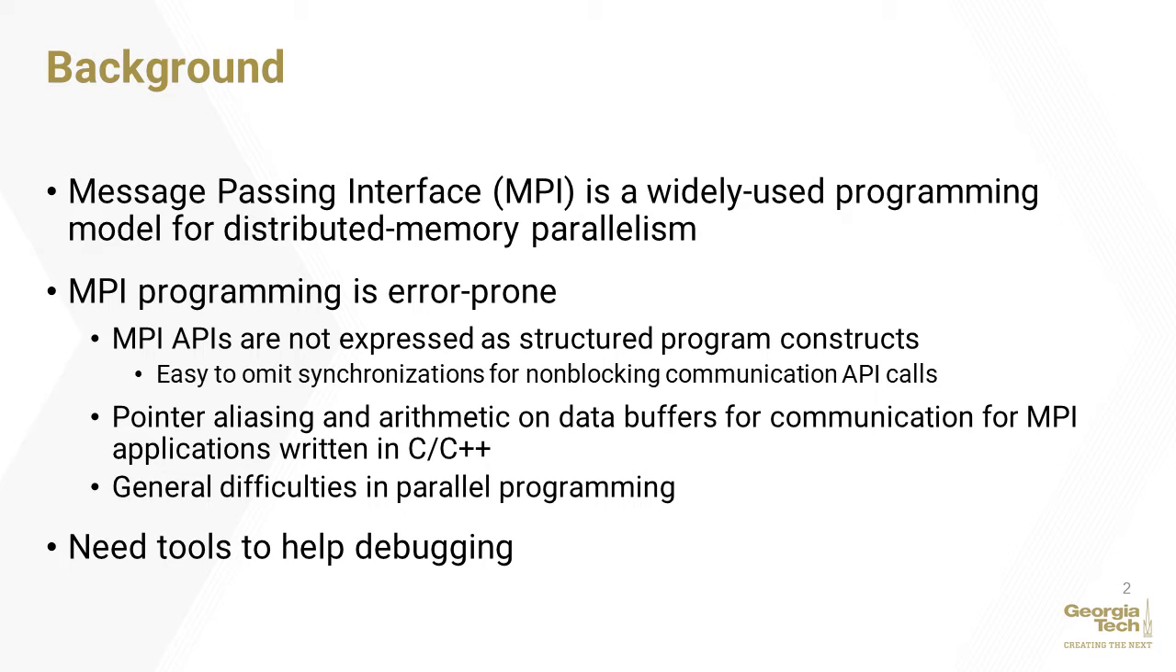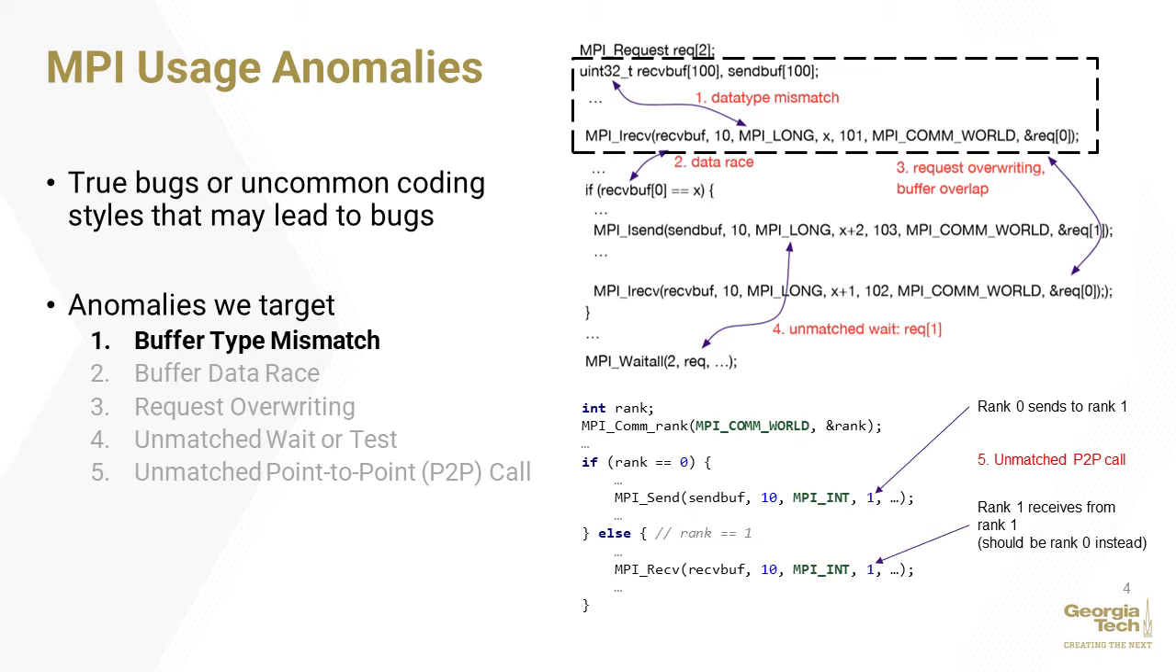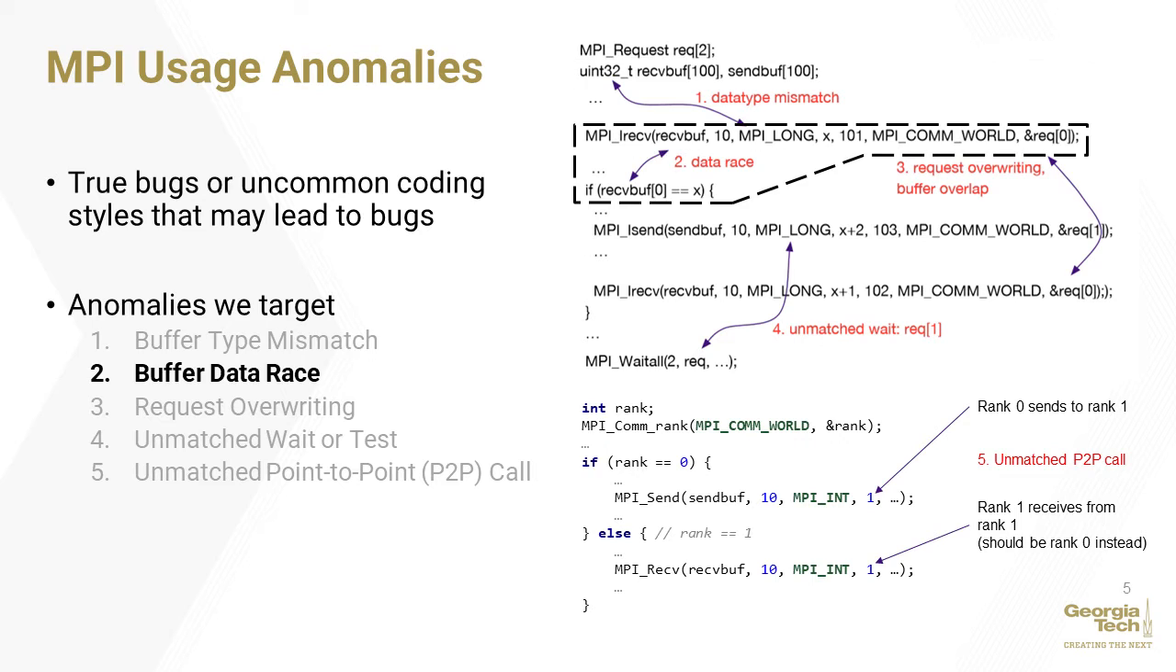In this work, we propose an approach for detecting some of the common bugs in MPI applications. We target several MPI usage anomalies, which could either be true bugs or uncommon coding styles that may lead to bugs. The first kind is buffer type mismatch, in which the communication buffer's element type is incompatible with the declared data type. The second kind is buffer data risk, which is caused by an access to a communication buffer used by an ongoing non-blocking communication without proper synchronization.